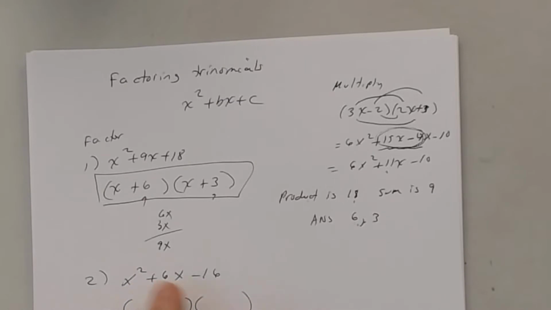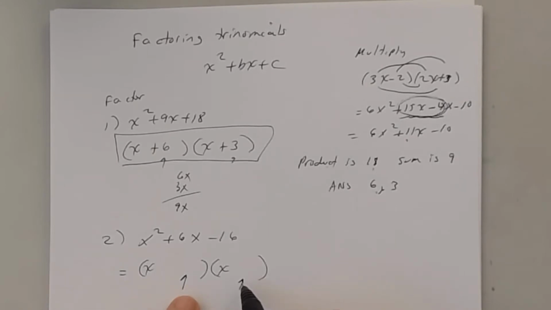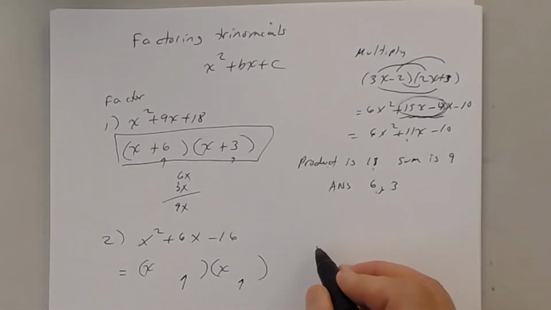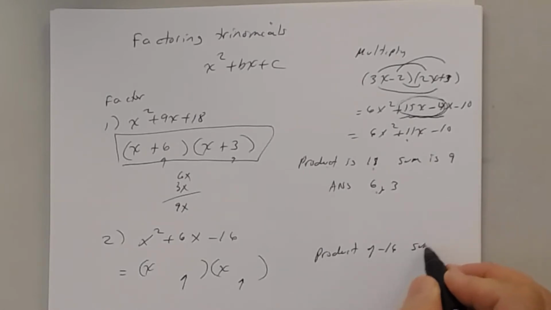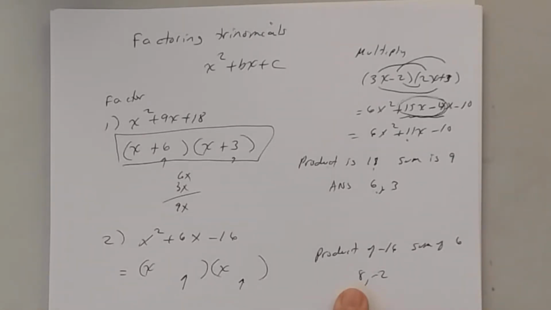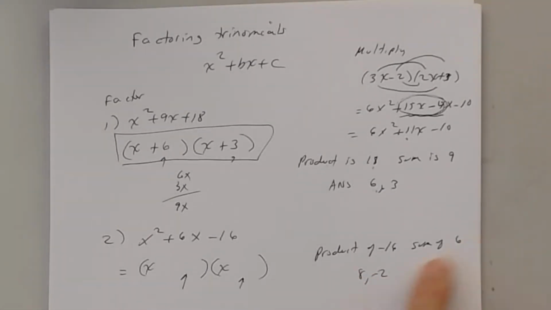Now let's think FOIL. First times first gives me x squared. So what needs to be the first term here? x and x. All right. Now let's talk about the last. These two terms here need their product to be a negative 16. So listen to the words. What two numbers give me a product of negative 16 and a sum of positive 6? Come up with two whole numbers. Positive 8, negative 2. Okay, let's try positive 8, negative 2. So you try some things. A positive 8 times a negative 2 is a what? Negative 16. A positive 8 plus a negative 2 is a what? Positive 6. I found my two numbers. They work.